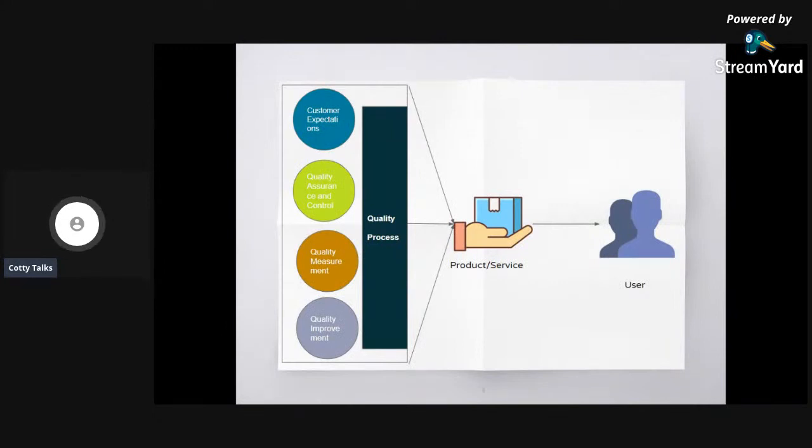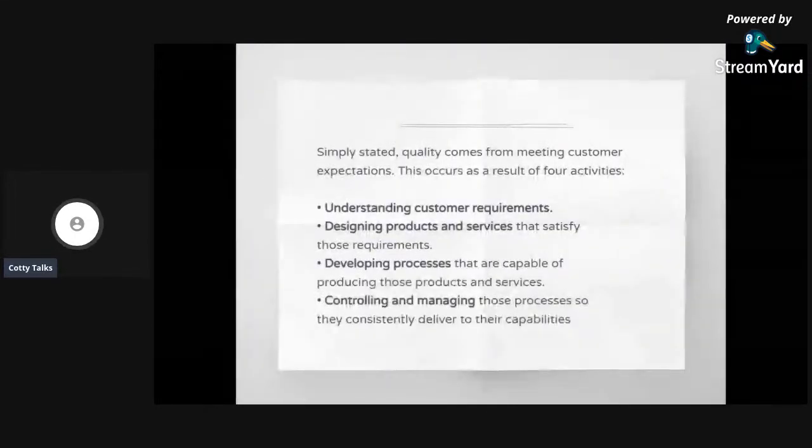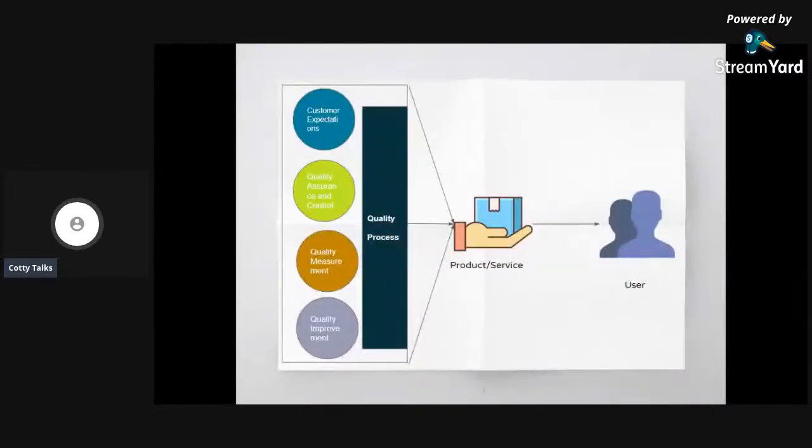Like you said the other time, quality is meeting expectations. And we said that is from 4 things: understanding requirements, designing products and services, developing processes, and managing. So we are defining quality based on that definition now. You can't say, for internet access, that because internet access is bad, quality is bad. Although it still allows us to do what we want to do, it's not as fast as we want it to be. But we can't apply quality to that situation.